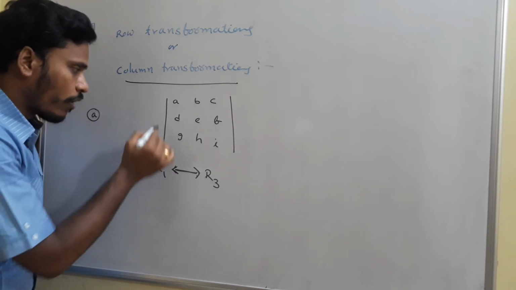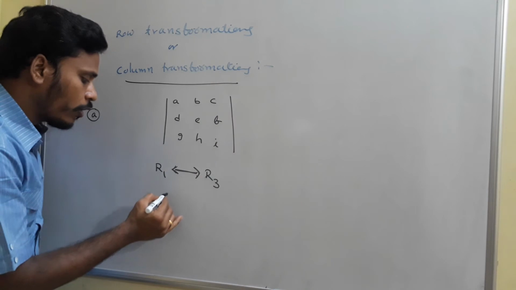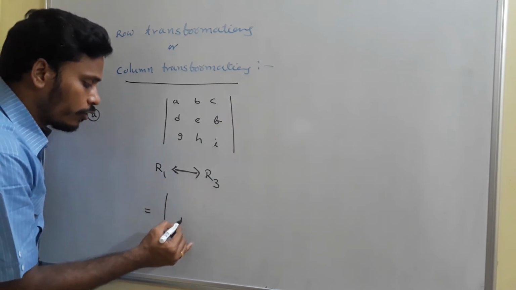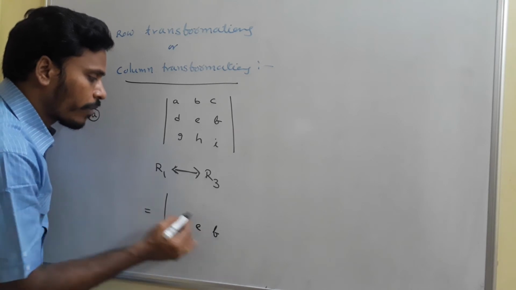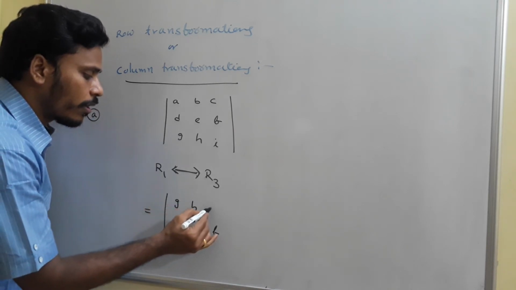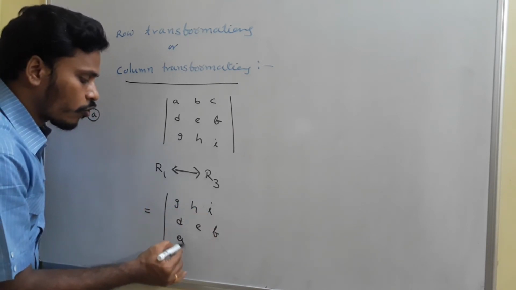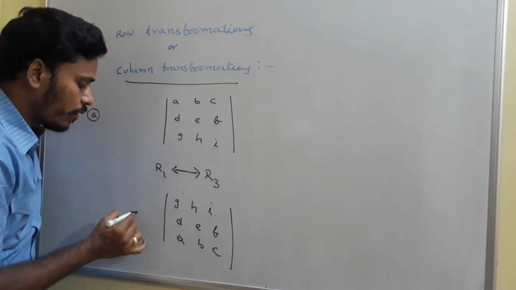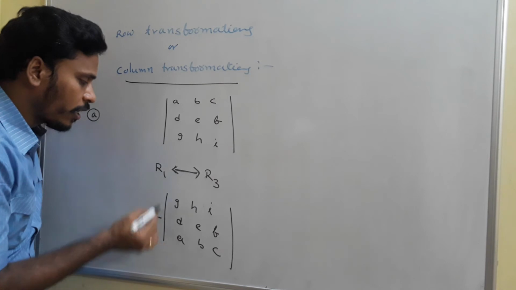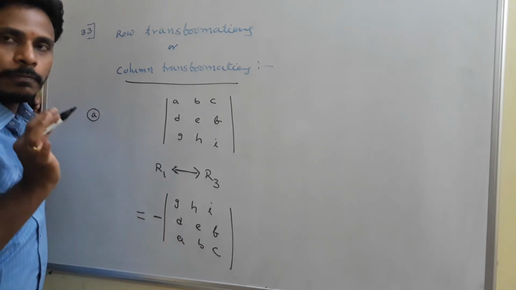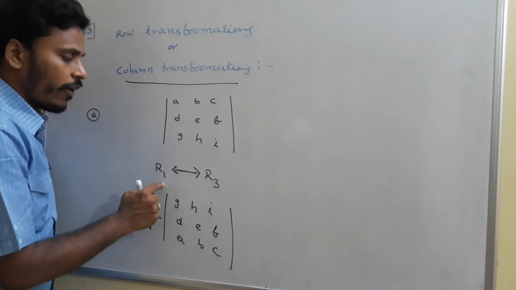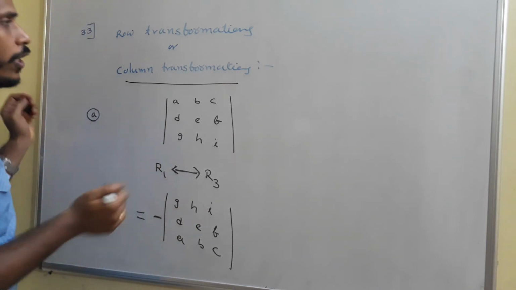With this particular row transformation, this determinant value is equal to this: we are interchanging the first row and the third row. You just don't disturb the second row, and write the third row in the place of the first row and the first row in the place of the third row. Because of this row transformation, this determinant is affected by a minus sign. You just write that minus sign again. So this is equal to this because of this row transformation.